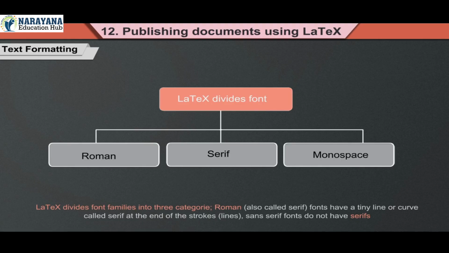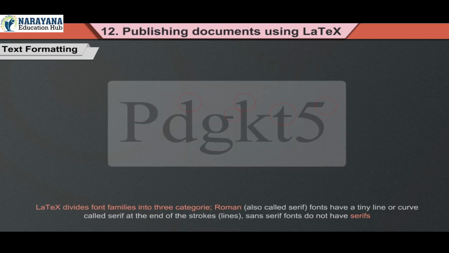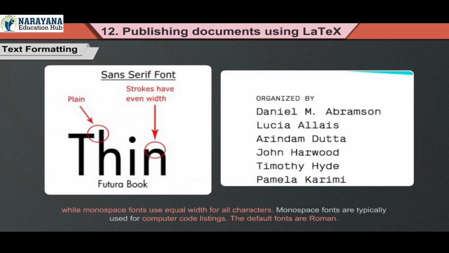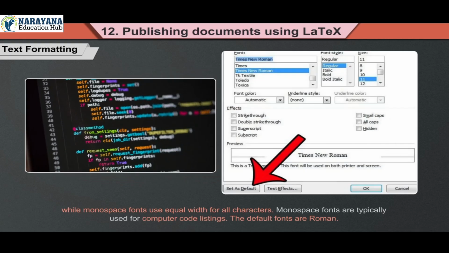LaTeX divides font families into three categories. Roman, also called serif. Fonts have a tiny line or curve called serif at the end of the strokes, that is lines. Sans serif fonts do not have serifs, while monospace fonts use equal width for all characters. Monospace fonts are typically used for computer code listings. The default fonts are Roman.